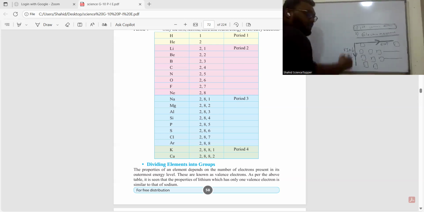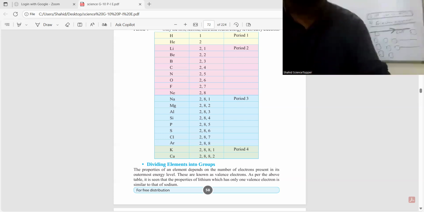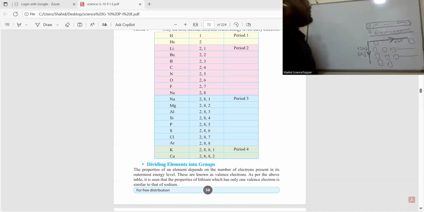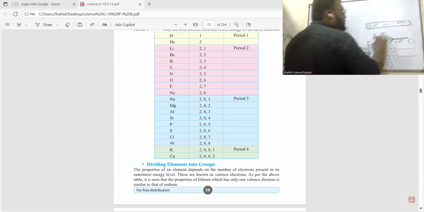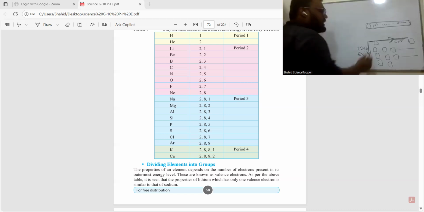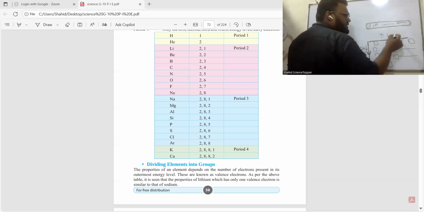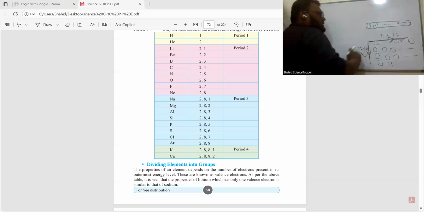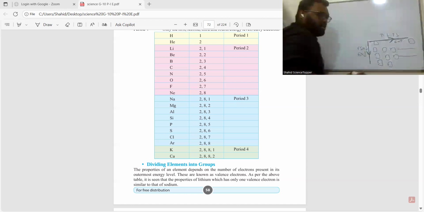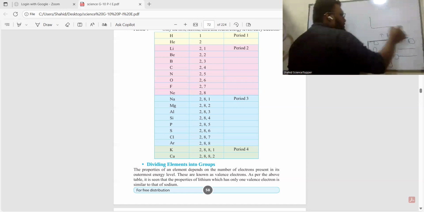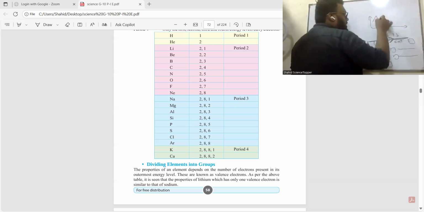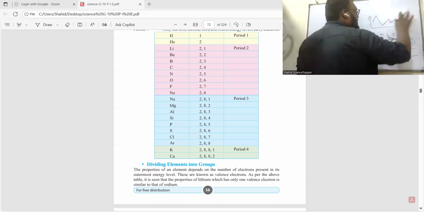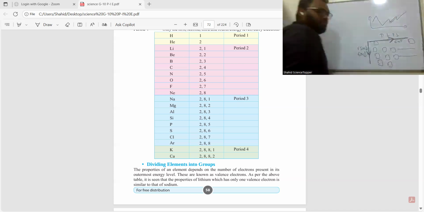Unlike group-wise, from left to right is where the problem comes, right? Because there you cannot observe a uniformly changing pattern. Somewhere it will increase and then suddenly decrease, and increase and decrease. That kind of behavioral change you can see when it comes to first ionization energy, correct? So that's why we want to memorize this graph. Now you get it, right?